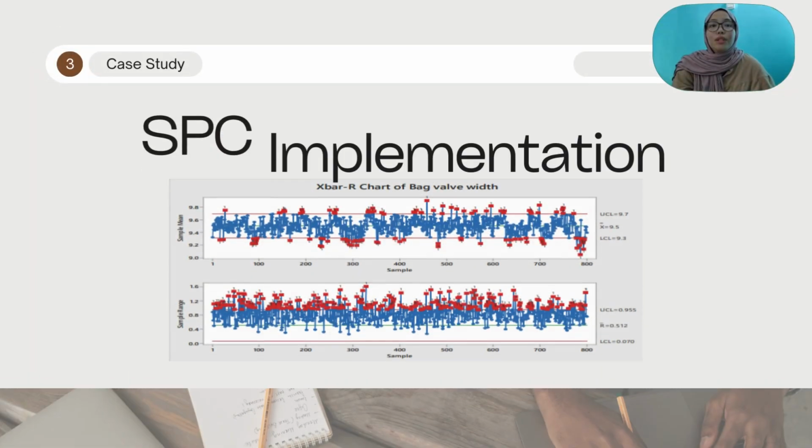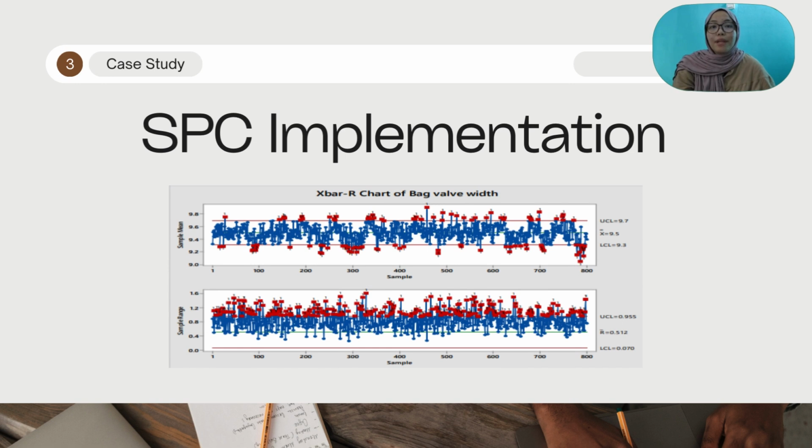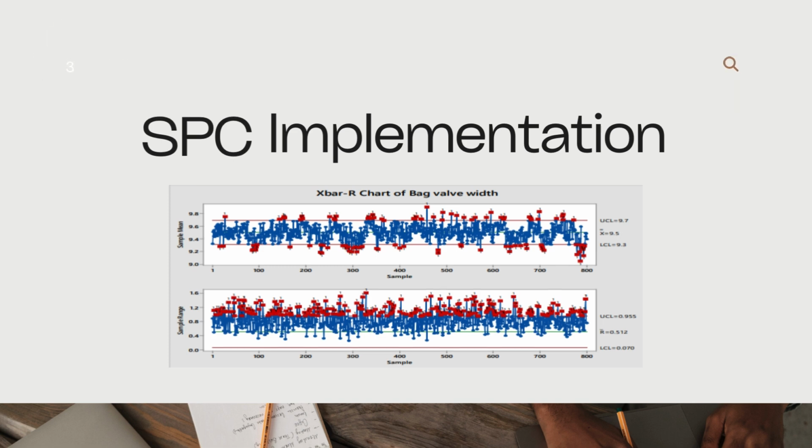This figure showed the X bar and R chart of the bag valve. The X bar chart showed that some of the bag valve exceeded 9.7 cm and so many of the bag valve is less than 9.3 cm. While for the R data, many of the sample data exceeded 0.955 and none is lower than 0.07. This is considered out of control data.